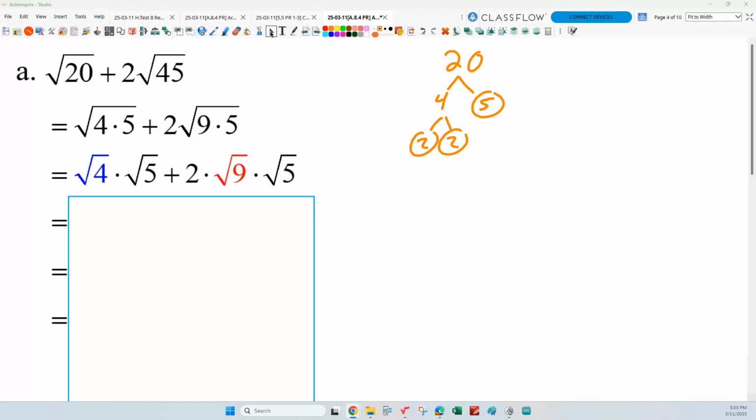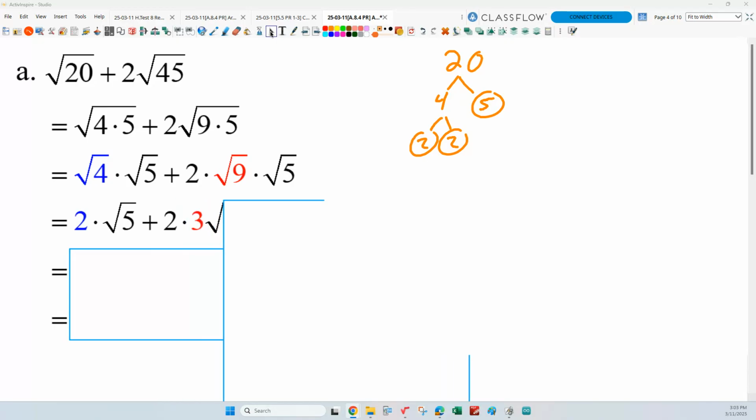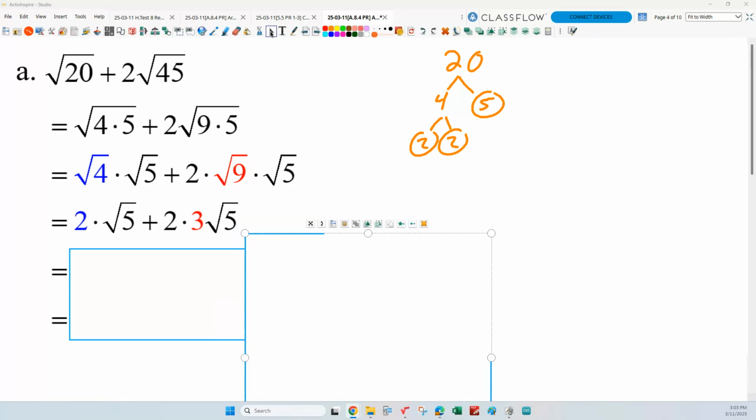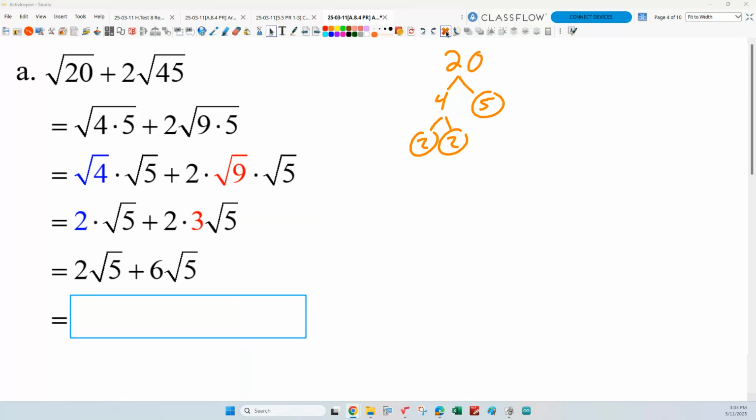So then that's going to give us a 2 outside. That's going to give us a 3 outside. So what's my total outside number going to be for that second term? Yeah, because I'm going to get a 2 times a 3 outside, right? And then inside I'm going to get a 5. Okay? So then this gives me 2 times the square root of 5 plus 6 times the square root of 5 is what? 8 times the square root of 5.